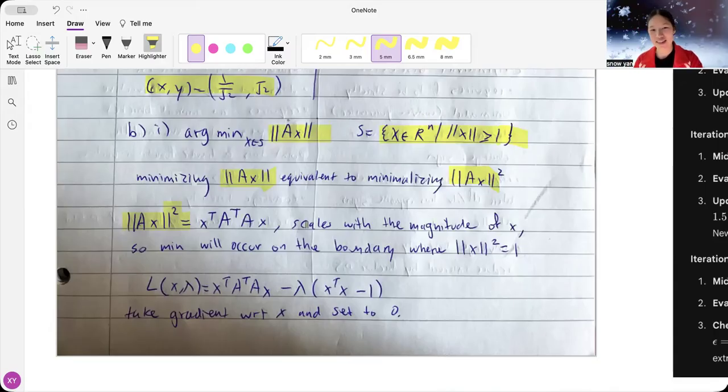A x. And then this scales basically with the magnitude of x. So we know that the minimum will occur on the boundary where the norm of x is equal to 1. So hence we have the Lagrangian of x and lambda, which is our original expression minus lambda times x squared minus 1. And then I'm going to take the gradient with respect to x and set it to 0 as usual.